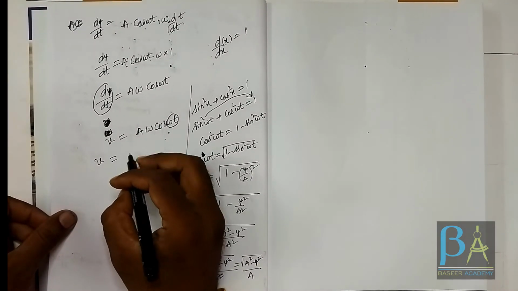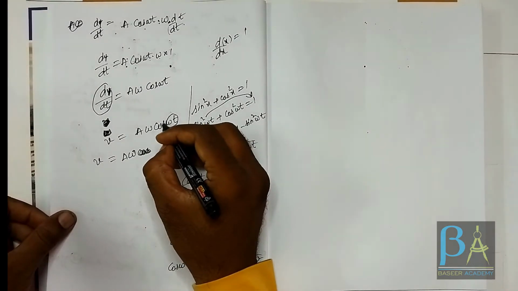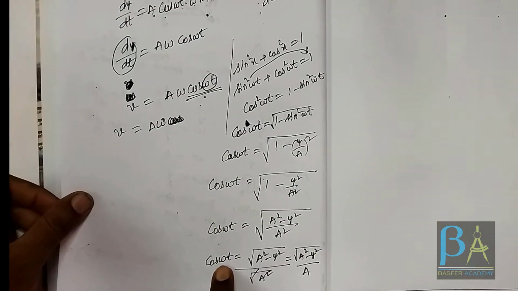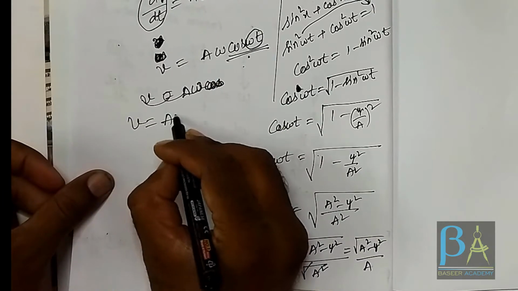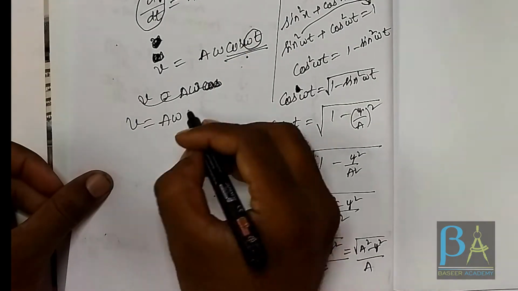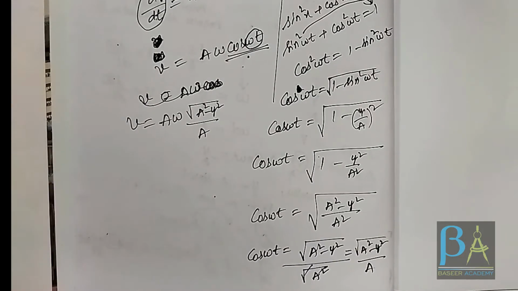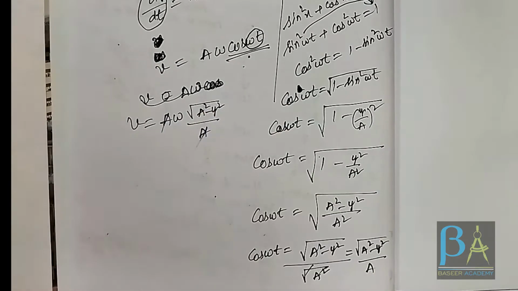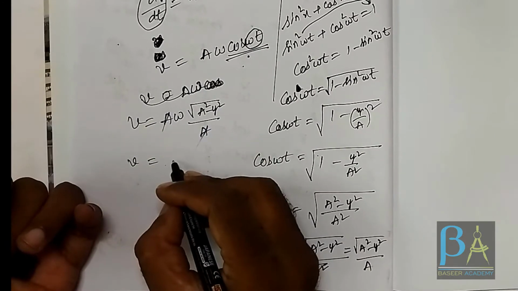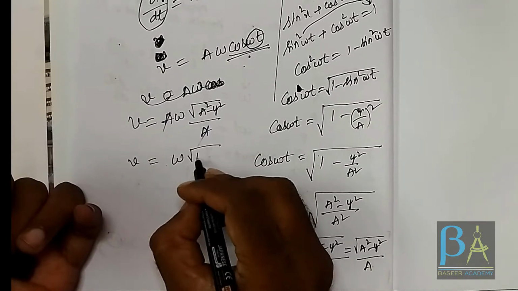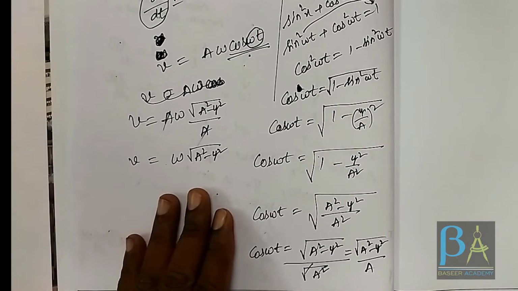So now in place of cos omega t, let me replace cos omega t with this thing. Let me write it once again here. Cos omega t, I'm going to replace it with square root of a square minus y square by a. Now this a from the numerator and this a from the denominator, they cancel out, and the velocity we end up getting as omega square root a square minus y square. So that's the velocity that we see here.